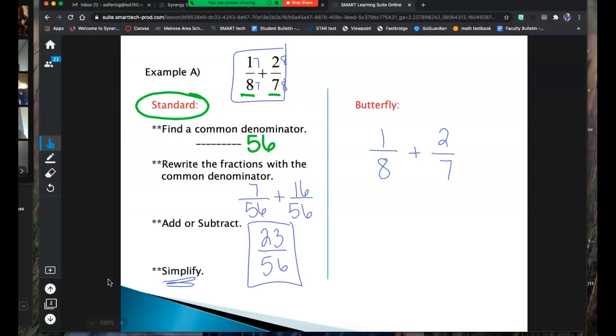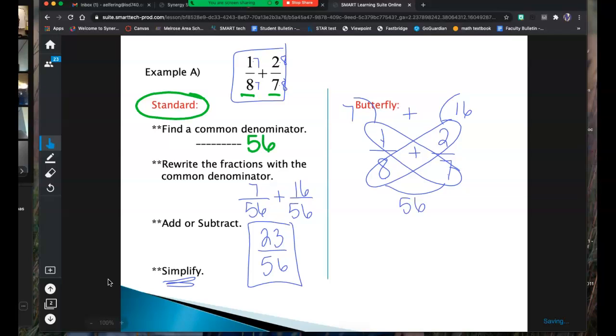Okay, and here's how I'm going to draw my butterfly. I'm going to circle the diagonals. I'm going to connect the two bottom numbers, and I'm going to put antennas on it. Kind of looks like a butterfly, right? Okay, and when I do that, what I'm doing is 8 times 2, I'm going to multiply these diagonals, is 16. 7 times 1 is 7. I'm going to multiply the bottom two numbers, and I get 56.